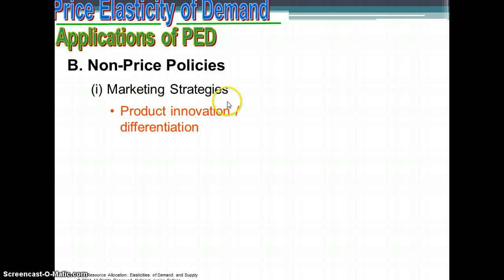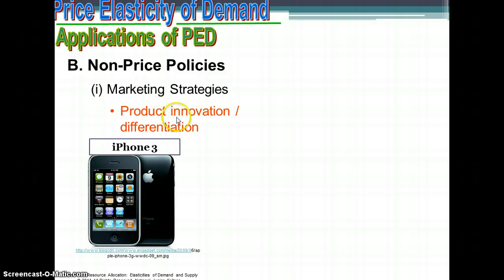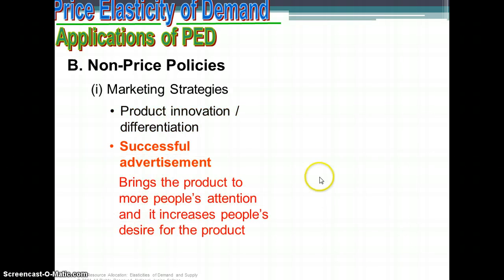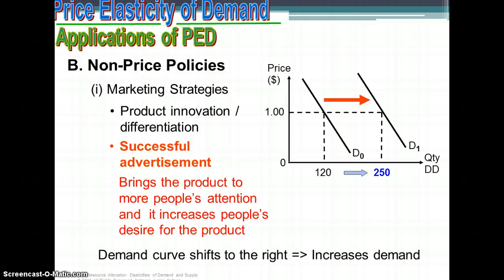For example, marketing strategy, whereby product innovation and differentiation. For example, over the past few years, iPhone has been improving from iPhone 3 to iPhone 4 and right now iPhone 4S. So with a successful advertisement, it brings the product to more people's attention and increases people's desire for the product, which means the demand for the product will increase. So it will increase from D0 to D1, and the total quantity will increase from 120 to 250. The demand curve itself shifts to the right.